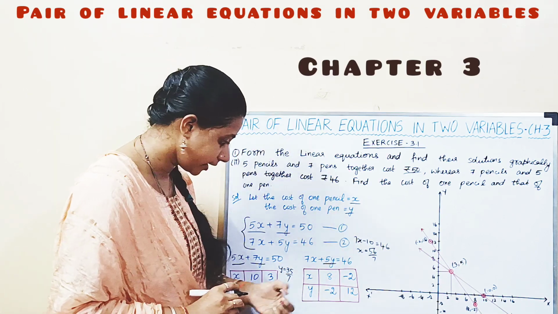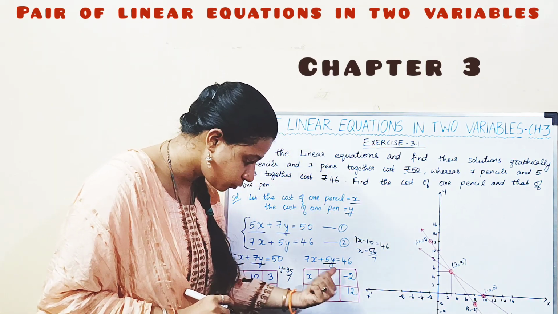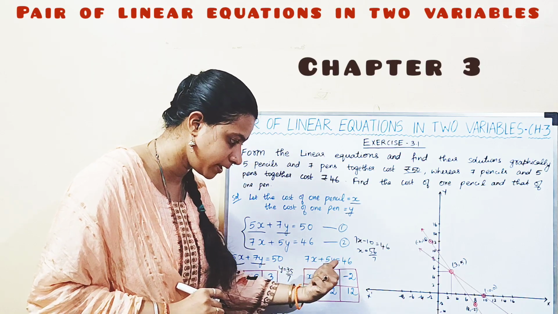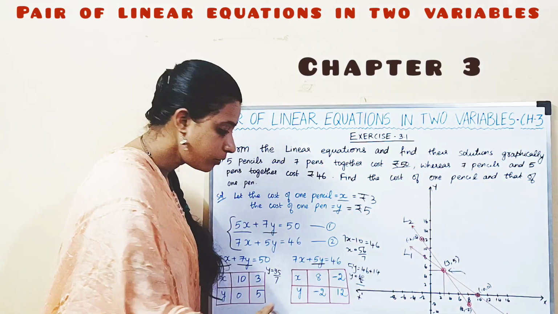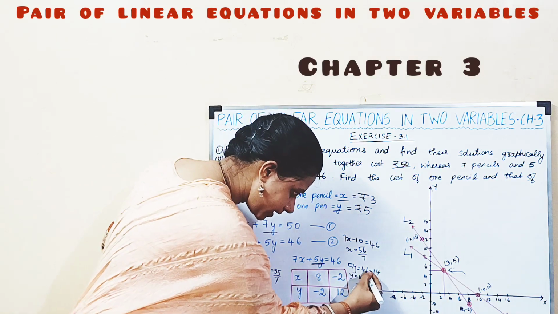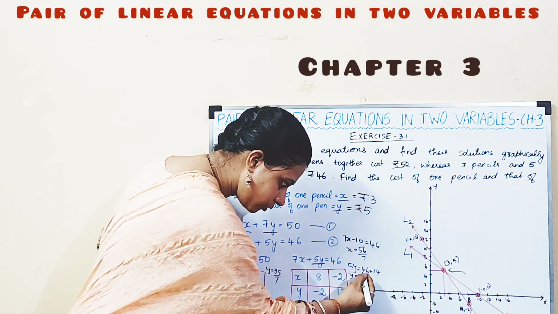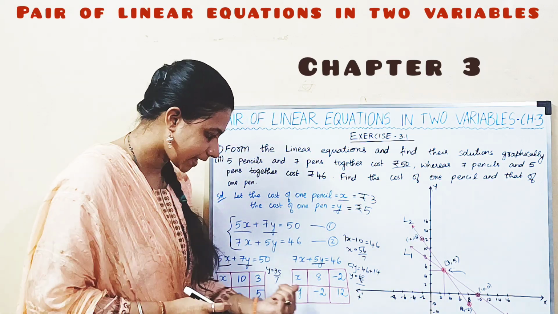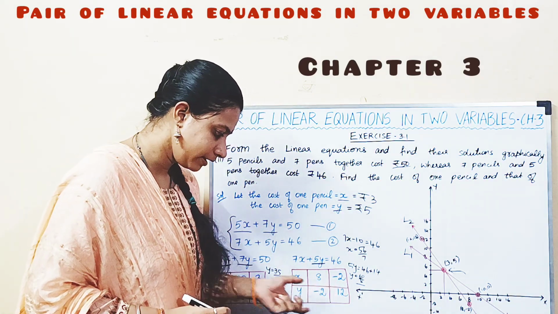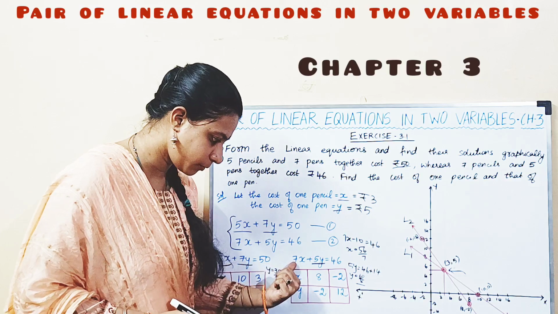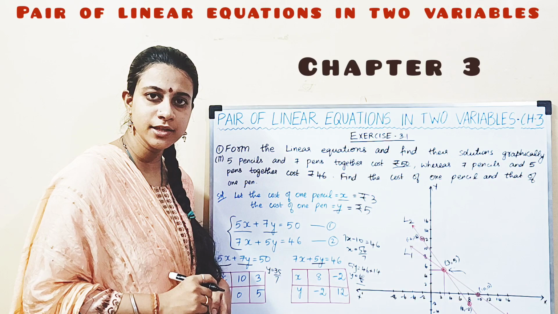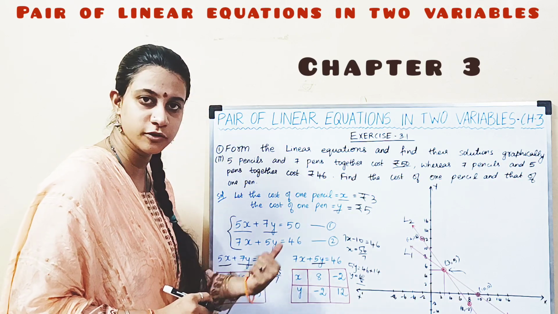Coming to the second point, if we substitute minus 2 in place of x, what we will get? Minus 14 plus 5y is equal to 46. So 5y is equal to 46 plus 14, y equal to 60 by 5 and y is equal to 12. Okay. So the second point is minus 2 comma 12. These two are the points for the second equation, 7x plus 5y is equal to 46. Now to find the solution, we will plot all these points on the graph.